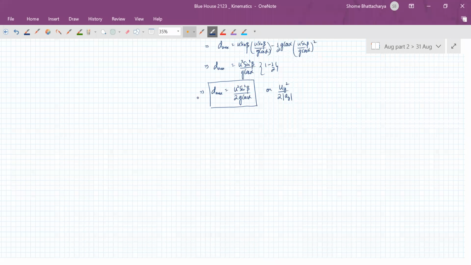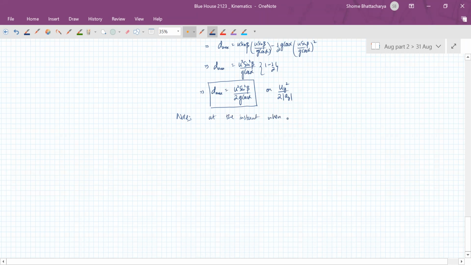One more thing we should additionally note down over here, that at the instant when y is equal to d max, the time is T by 2, which we've already seen, and vy is 0. You can check earlier that we had the equation that vy is equal to u sine beta minus g cos alpha t. So in this, if you substitute t as T by 2, which is u sine beta divided by g cos alpha, you'll get vy as 0.